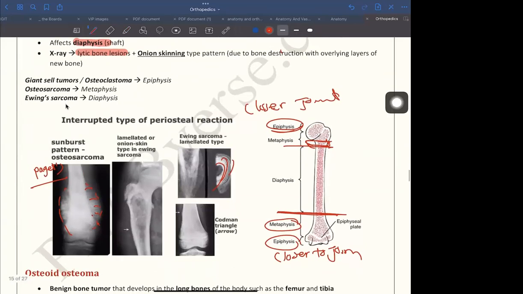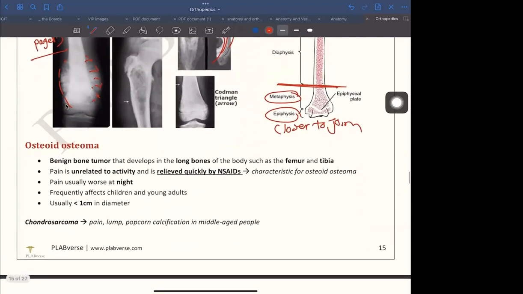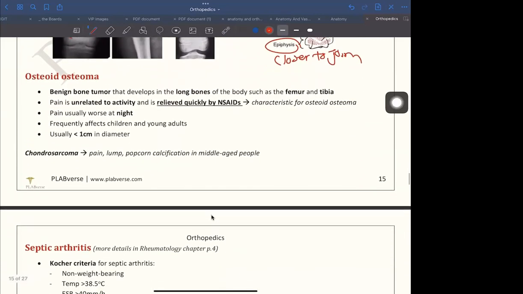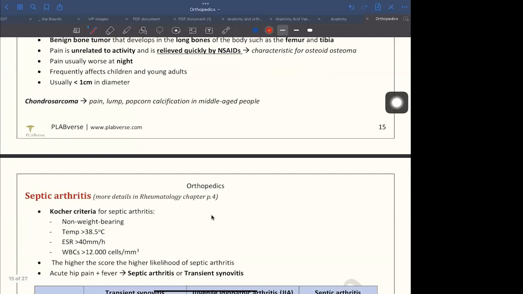There's something called giant cell tumor or osteoclastoma that occurs in the epiphysis, osteosarcoma in the metaphysis, and Ewing sarcoma in the diaphysis, right? There's something called osteoid osteoma. It's one of the benign bone tumors, developing in long bones, happening in the femur and tibia. It's usually relieved by NSAIDs, so it's a tumor, but NSAIDs are very effective in its treatment. It usually affects children and is usually less than 1 centimeter in diameter.